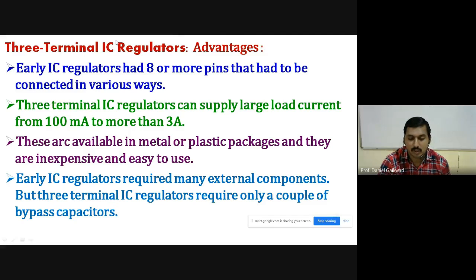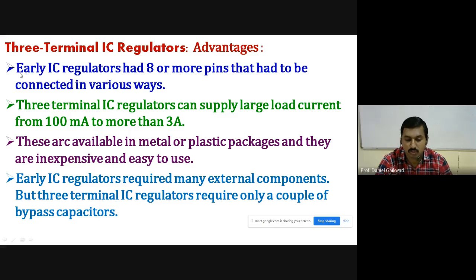Okay, now we have the next topic, and that is three terminal IC regulators. That regulator will be in compact IC form, integrated circuit form, and it has only three terminals. So these are the new ICs having only three terminals. What are the advantages given according to the textbook? The advantages are over the older IC regulators having eight terminals or more than eight terminals.